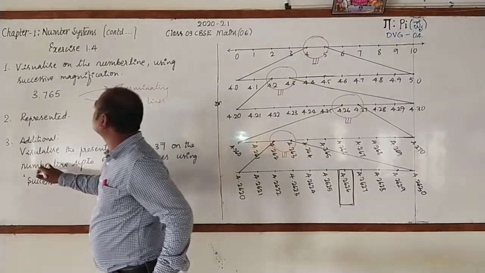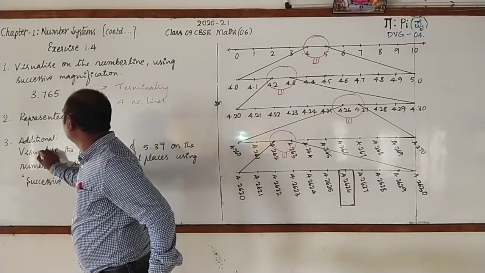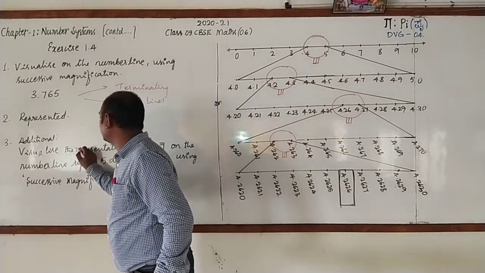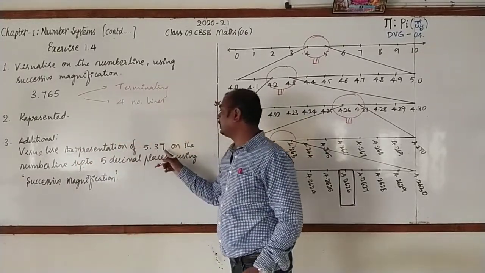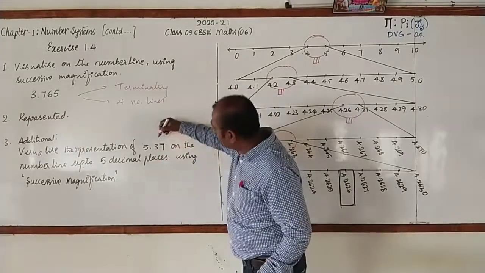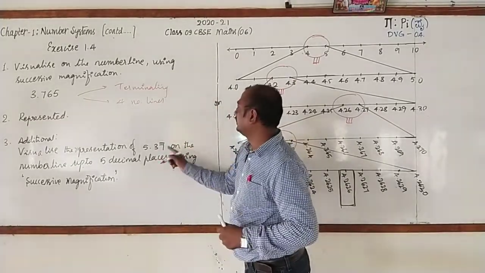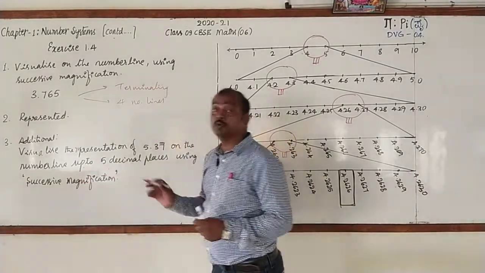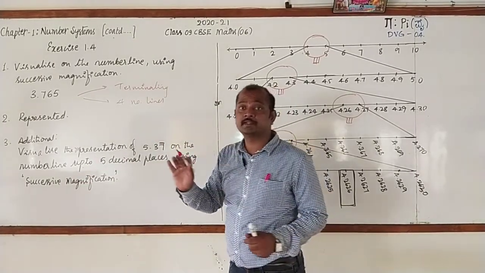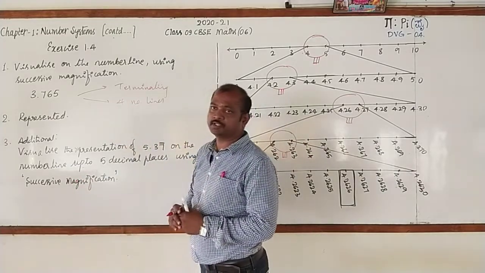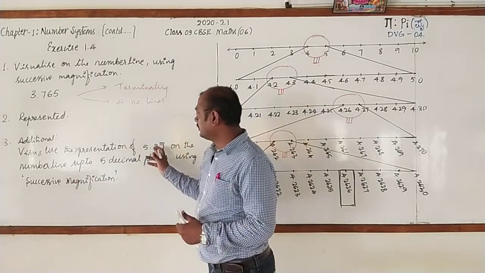Visualize the representation of 5.37 bar. Here the bar is applicable only for 7. On the number line up to 5 decimal places using successive magnification.